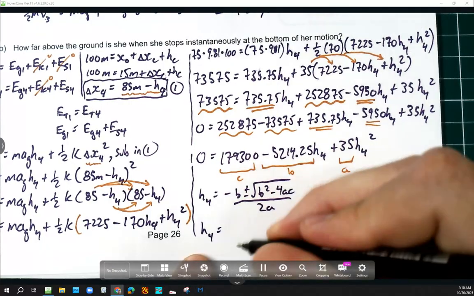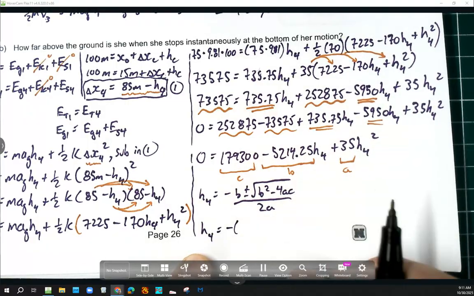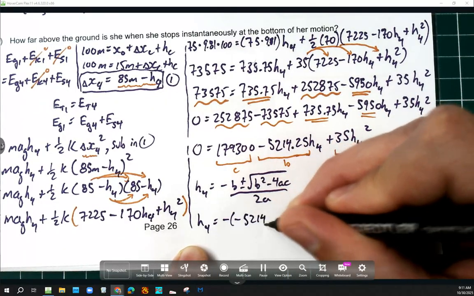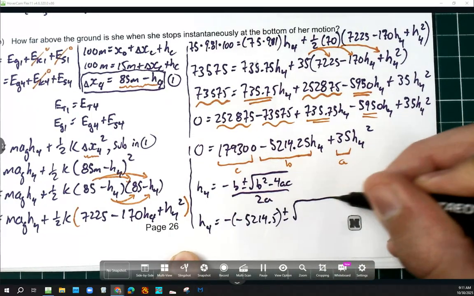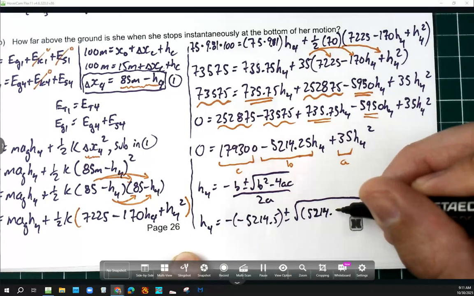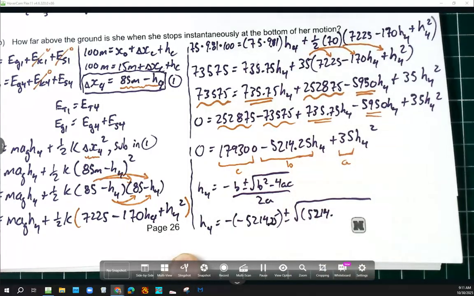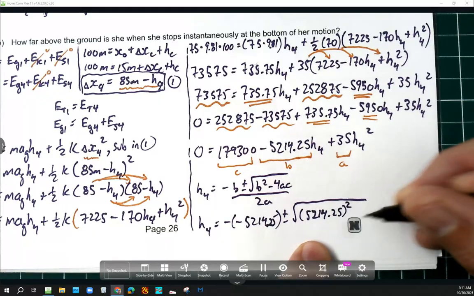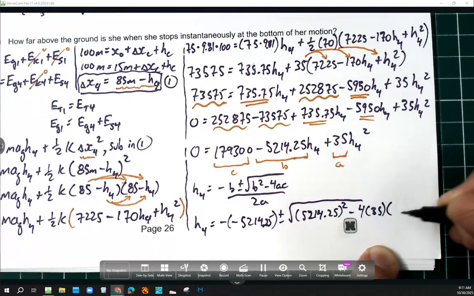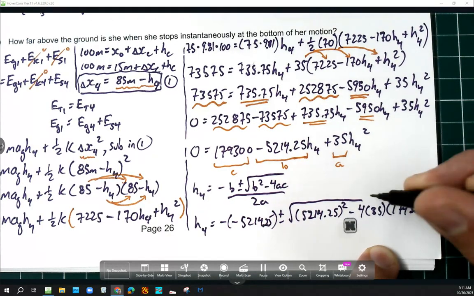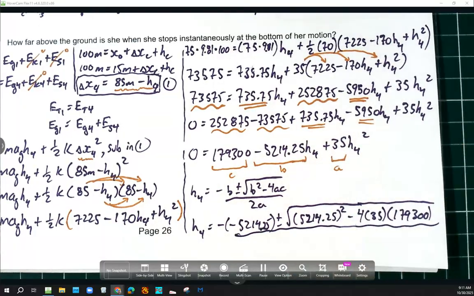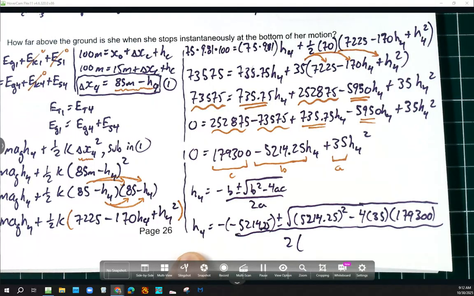Okay? We can sub in the values. If you have a fancier calculator than I, you can probably just put in your A, B, and C values and it'll tell you the answer, but I'm going to write it out anyway. 5,214.25 plus or minus the square root of 5,214.25 squared minus 4 times 35 times 179,300, all divided by 2 times A, which is 35. Can you see why I dropped the units?